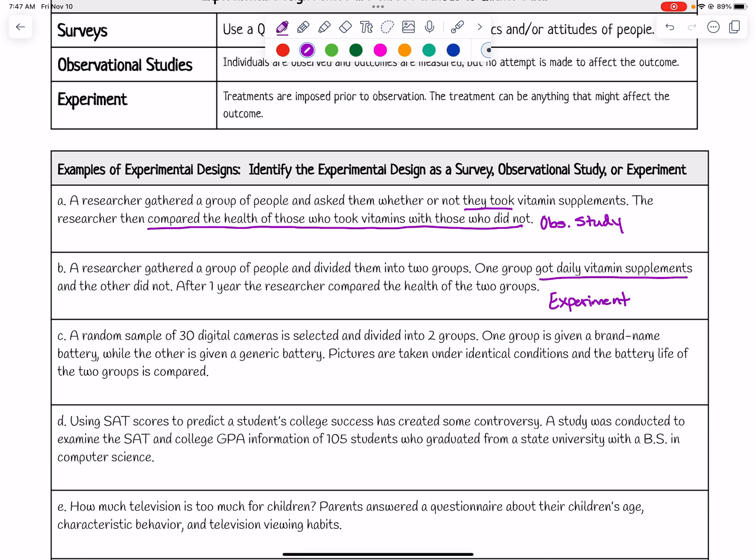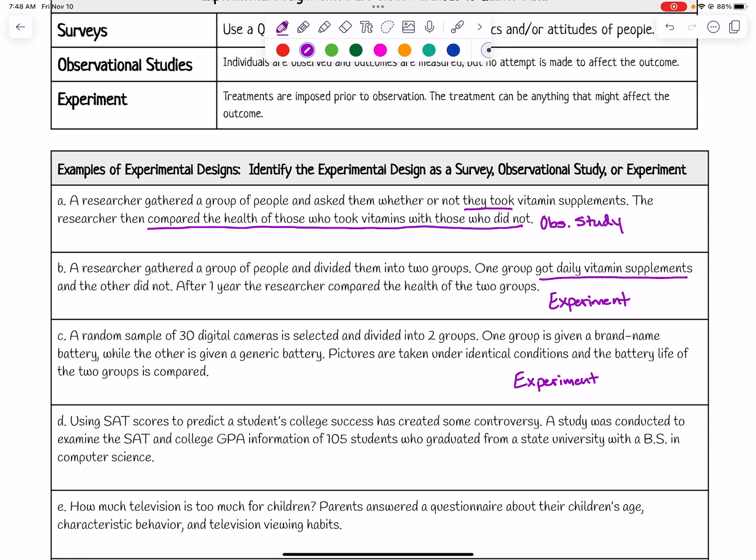C says a random sample of 30 digital cameras is selected and divided into two groups. One group is given a brand name battery, while the other is given a generic battery. Pictures are taken under identical conditions and the battery life of the two groups is compared. So this is again an experiment because the conditions were altered. One group was given a certain type of battery and the other group was given a different type. So that is still considered a treatment.